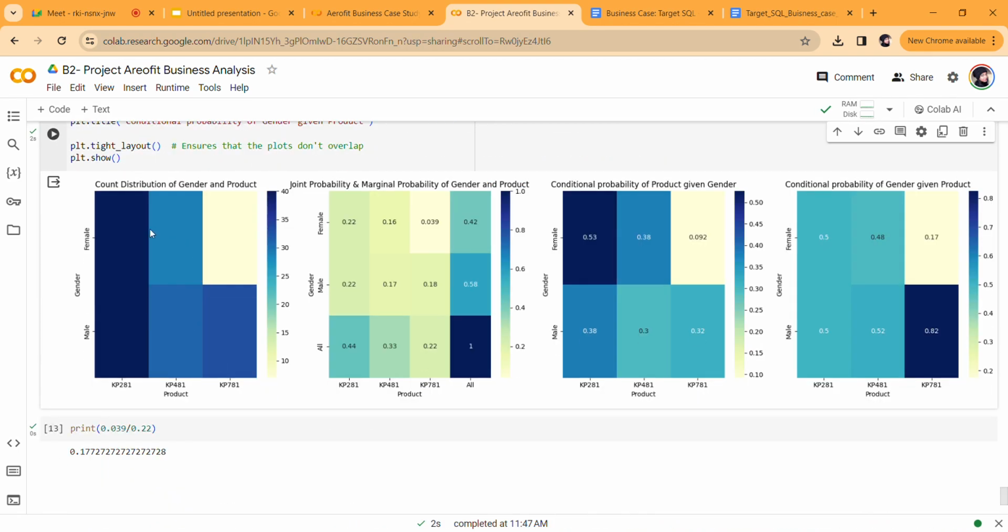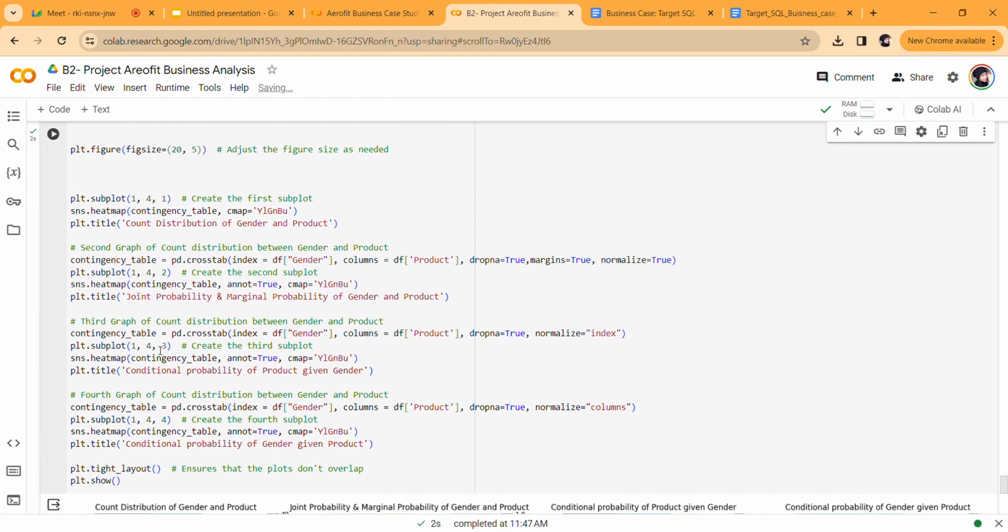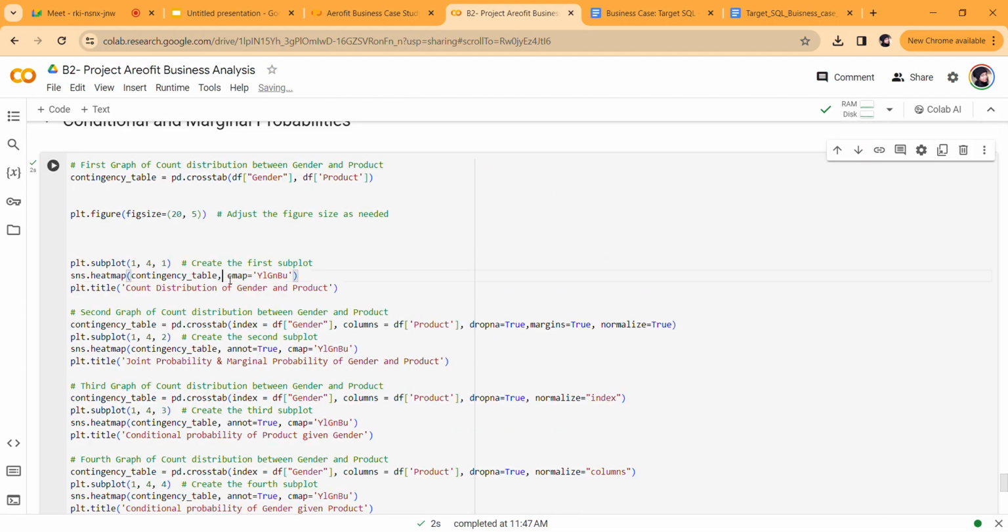Okay, you can see that only the heat map is created. You have to look at the colors and analyze on that basis. But if you want to see the data inside it, then you have to set annot is equal to true. This is the more convenient way, and you are able to see more detailed data.